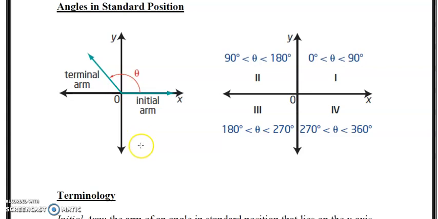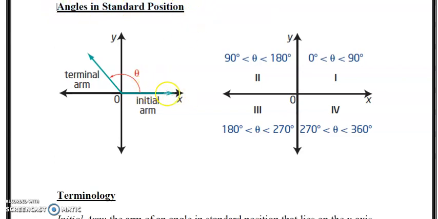Hi everybody, welcome back. We are continuing on with 2.1. I mentioned 5.1. That was because of the last chapter. My apologies. So we're on the second part of 2.1, which is trigonometric ratio, trigonometry. Today we're going to look at angles in standard position.